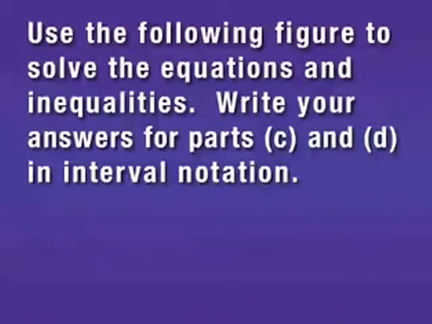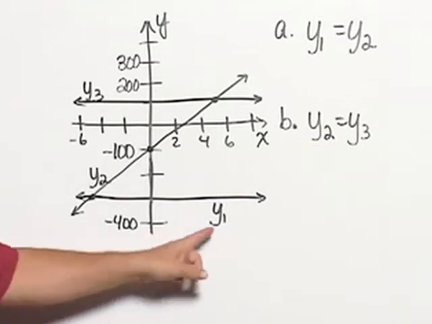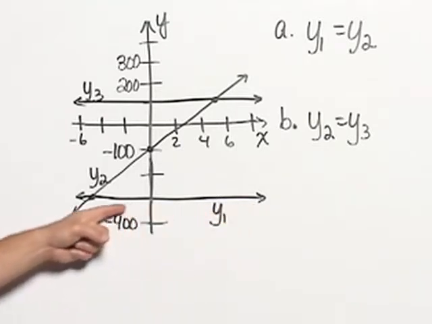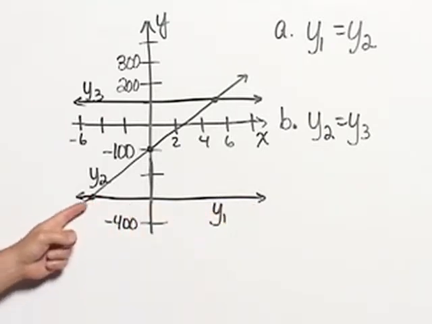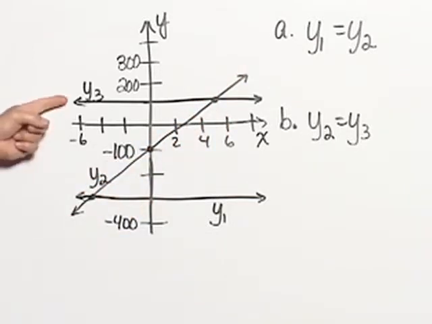Use the following figure to solve the equations and inequalities. Write your answers for parts C and D in interval notation. So we have a graph that has 3 lines on it. Y sub 1 is this horizontal line. Y sub 2 is this line that's off on a diagonal. And Y sub 3 is another horizontal line.